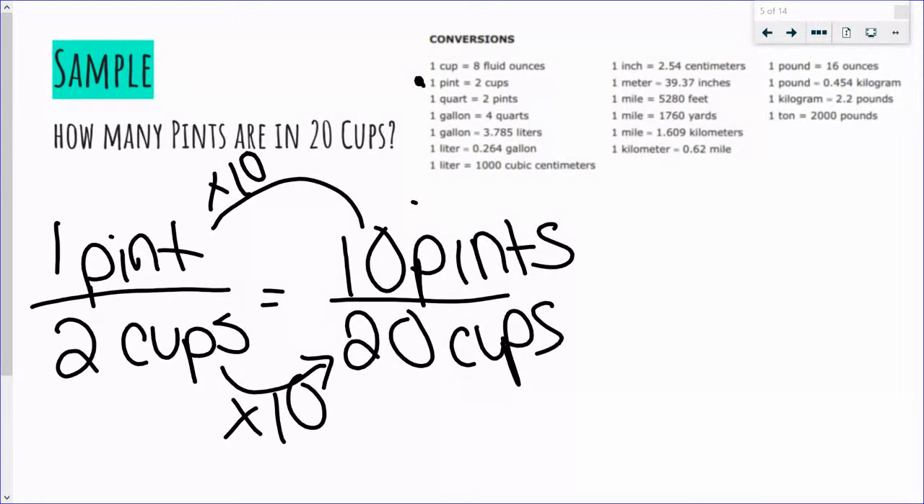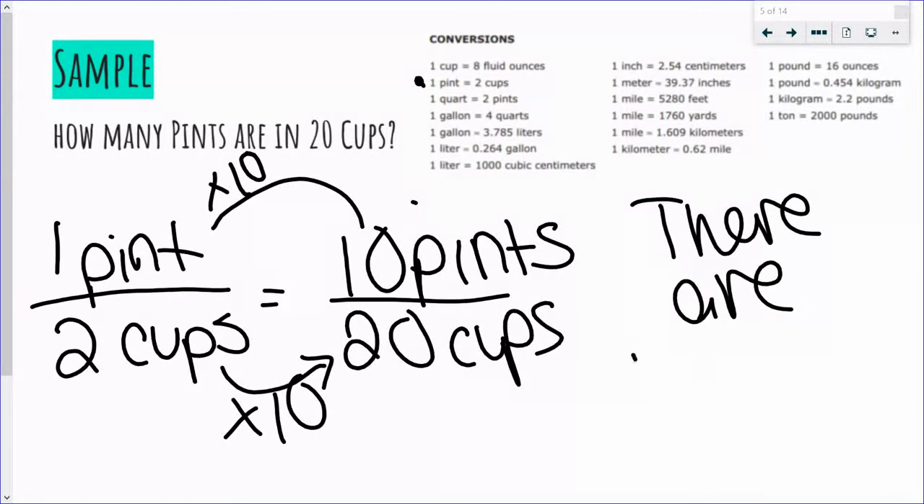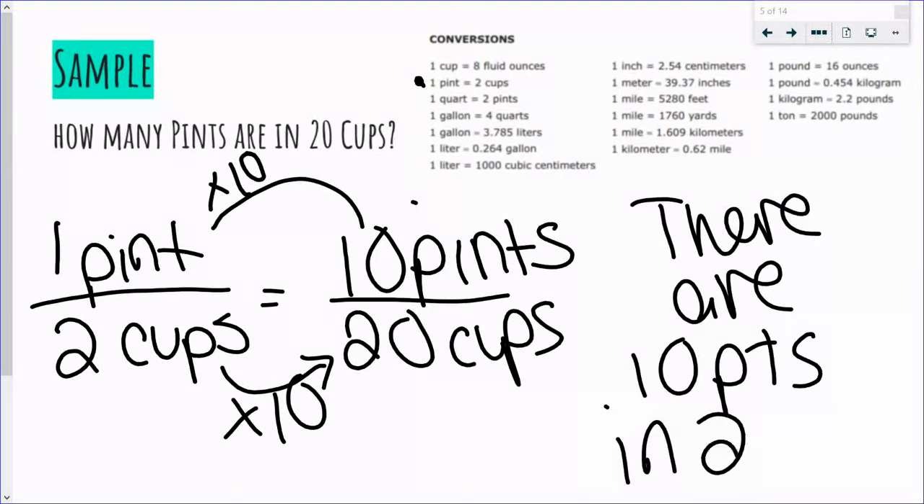So we would say there are 10 pints in 20 cups. Again, because 1 pint is 2 cups, multiply that by 10 to get to 20 cups, because 2 times 10 is 20. And then 1 pint times 10 would be 10 pints. So there are 10 pints in 20 cups.